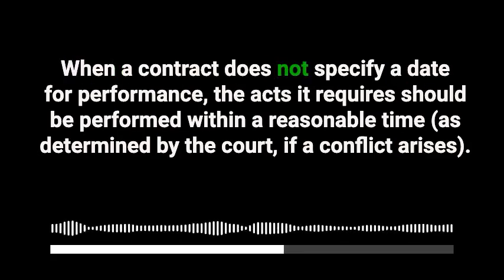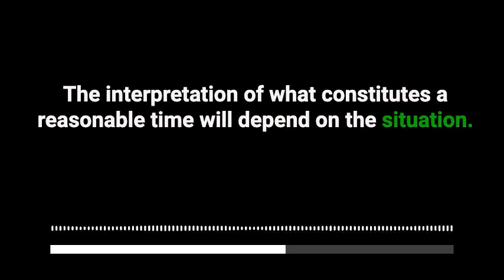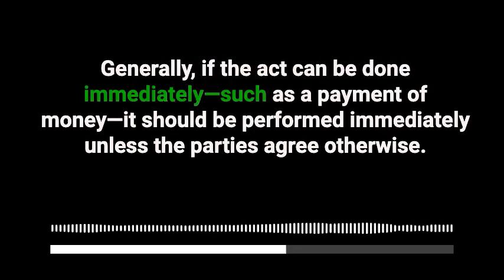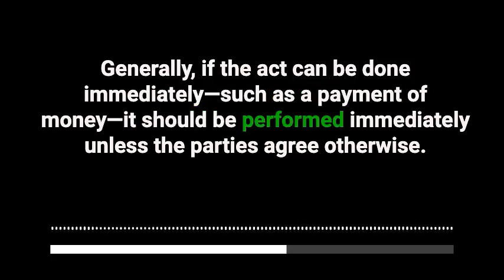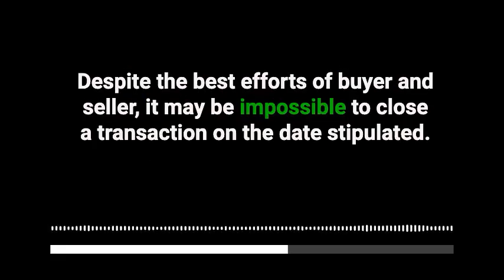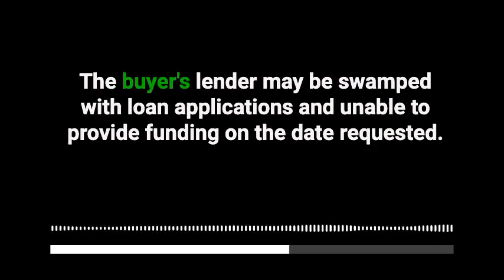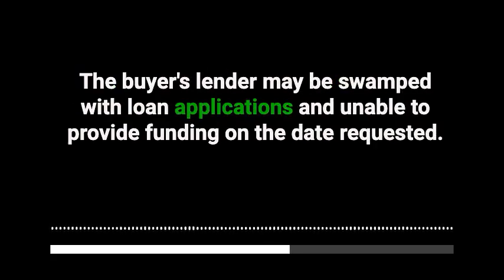When a contract does not specify a date for performance, the acts it requires should be performed within a reasonable time. The interpretation of what constitutes a reasonable time will depend on the situation. Generally, if the act can be done immediately, such as a payment of money, it should be performed immediately unless the parties agree otherwise. In practice, despite the best efforts of buyer and seller, it may be impossible to close a transaction on the date stipulated. The seller may not be able to complete necessary repairs before that date. The buyer's lender may be swamped with loan applications and unable to provide funding on the date requested.